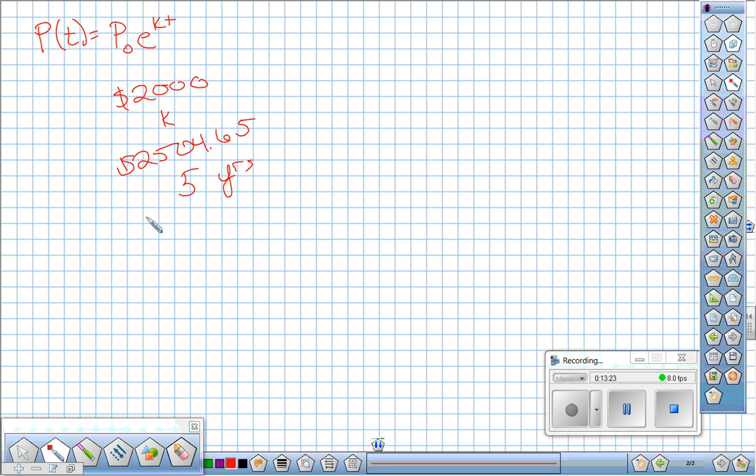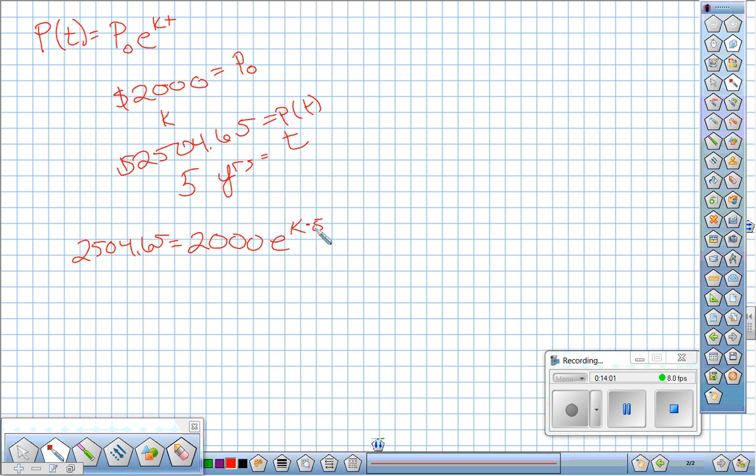Okay, if I wanted to write a little equation out for it, I'm going to basically put pieces in for this. This will be my P of t, that's the actual amount. The 2,000 is my P sub 0. K is what I'm looking for, and 5 years is my time. Compounded continuously tells you that you're going to be using your e. So now I'm going to plug these into my equation. So I have 2,504.65 equals 2,000 e to the k times 5.